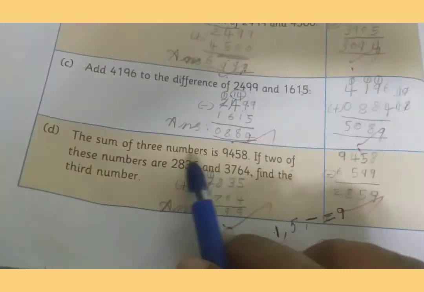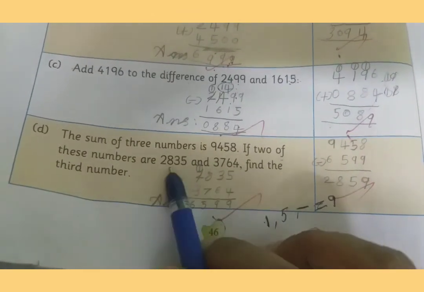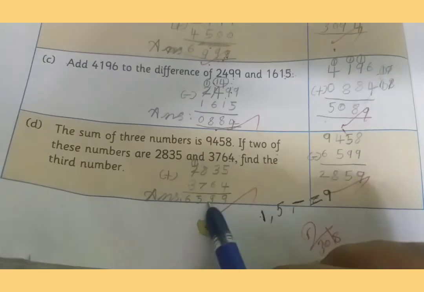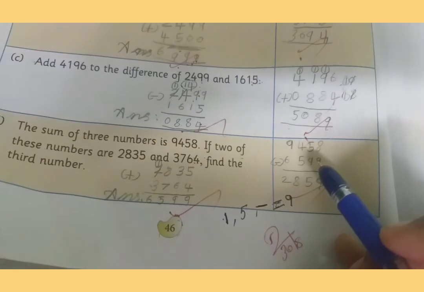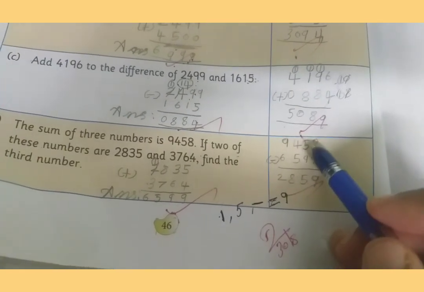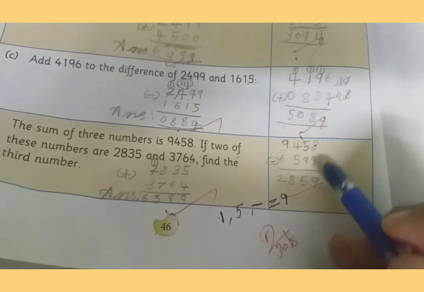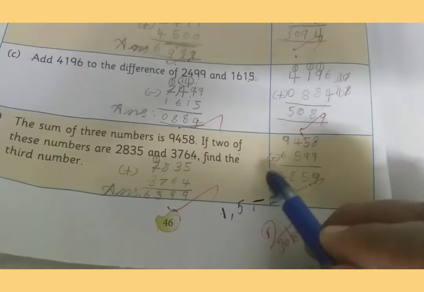Likewise, you have the first number here and the second number here. First of all you add these two numbers. After that, what you got as the answer, you subtract it from the given total number. So at last you should find the answer, that is the third number.